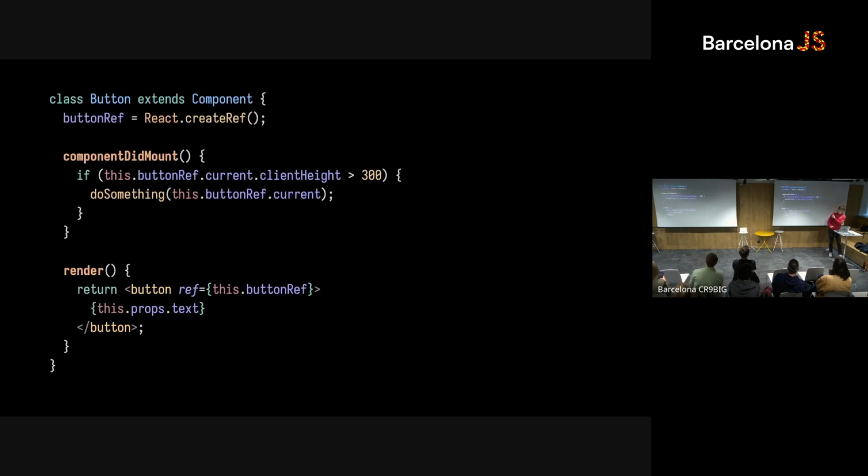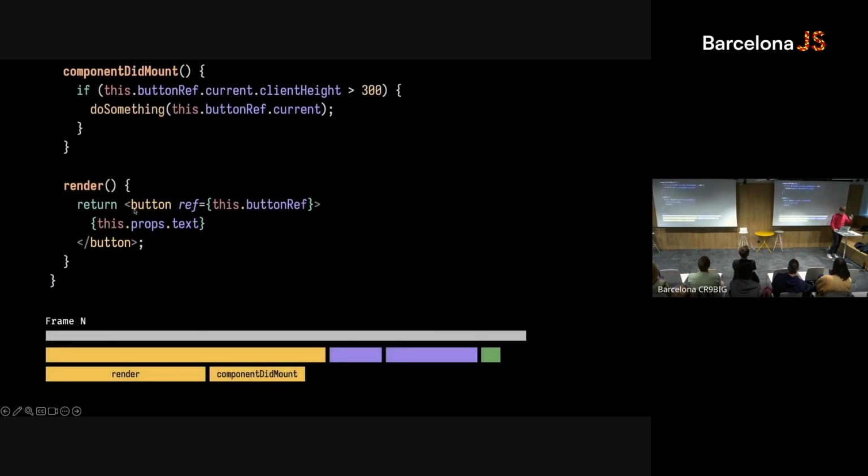Say you have a component that looks like this. It's a button component, it renders a button, and then it checks that if a button is taller than 300 pixels, it does something. And it uses componentDidMount. With componentDidMount in React, componentDidMount would run right after render within the same block of JavaScript.